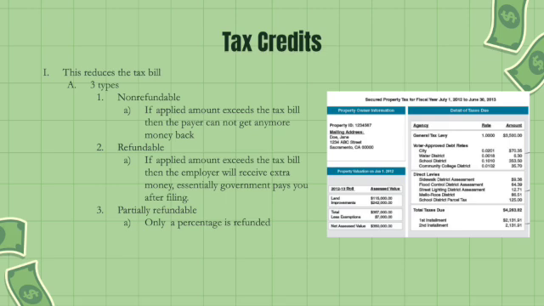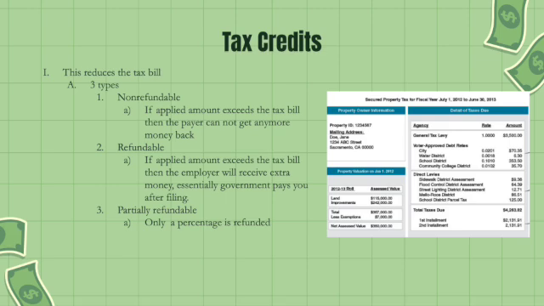A non-refundable credit is an amount that you can get reduced from the tax bill, and if it is more than the actual tax bill, then you will not get any money back. For example, if you have to pay $1,000 in taxes and you have a $2,000 non-refundable tax credit, that means that the extra $1,000 that goes over the tax bill will not come back to you. It is just essentially lost money.